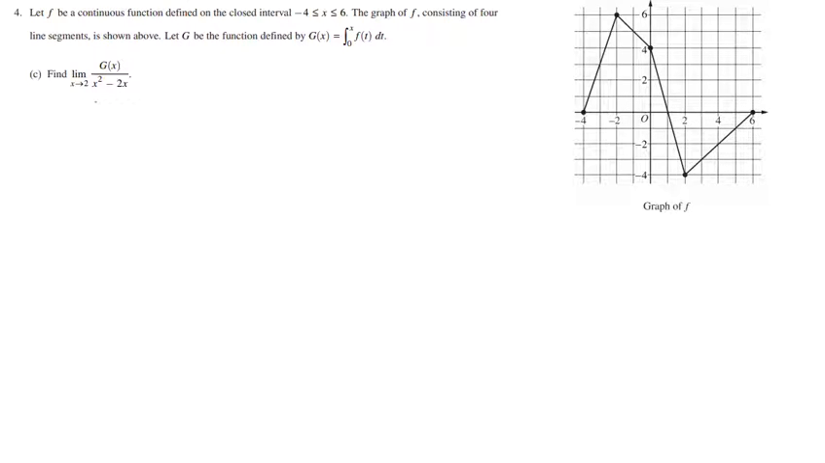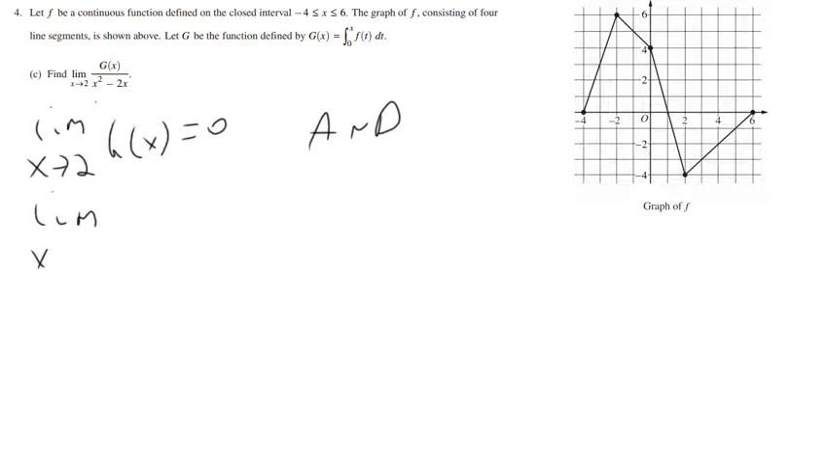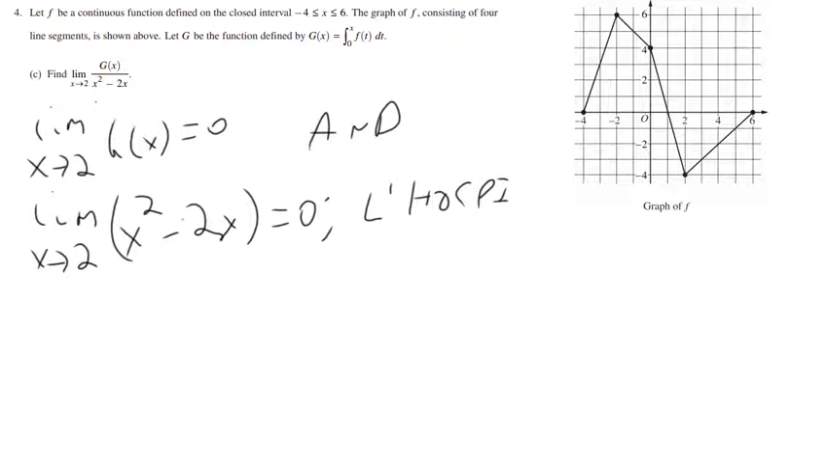Now we have to be careful with how we write this, because if you just put down 0 over 0, L'Hopital's rule, you will lose a point. So we have to specify that because the limit as x goes to 2 of g of x equals 0, and the limit as x goes to 2 of x squared minus 2x equals 0, L'Hopital's rule applies. So I'll write it out. L'Hopital's rule applies.